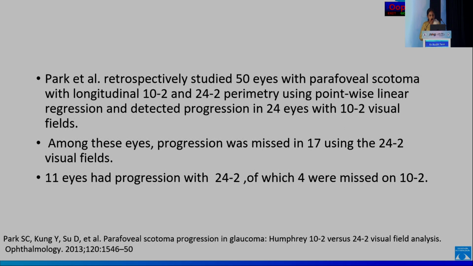Park et al. also retrospectively studied 50 eyes with parafoveal scotoma with longitudinal 10-2 and 24-2 perimetry using pointwise linear regression and detected progression in 24 eyes with 10-2 visual fields. And among these, progression was missed in 17 eyes using the 24-2 visual fields.